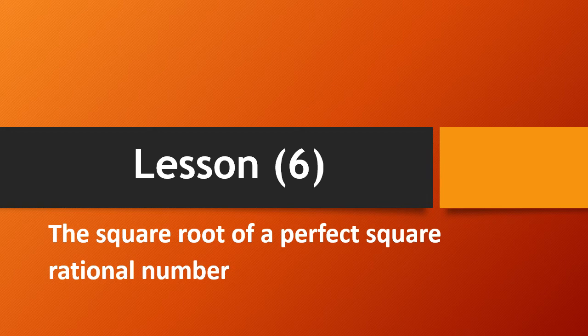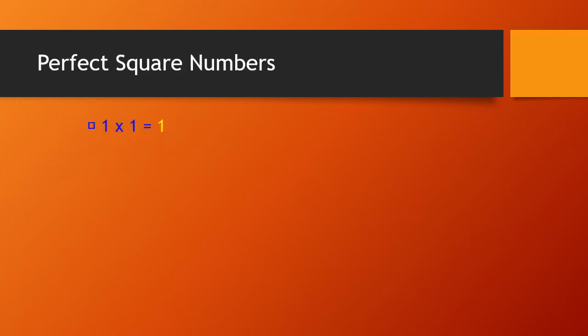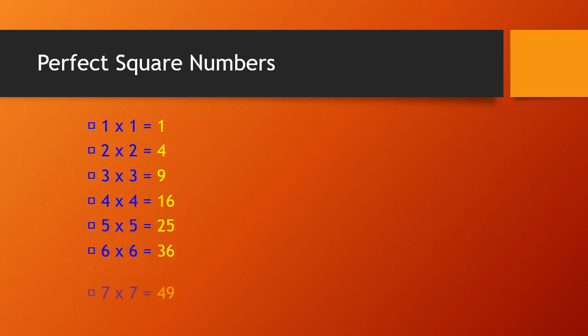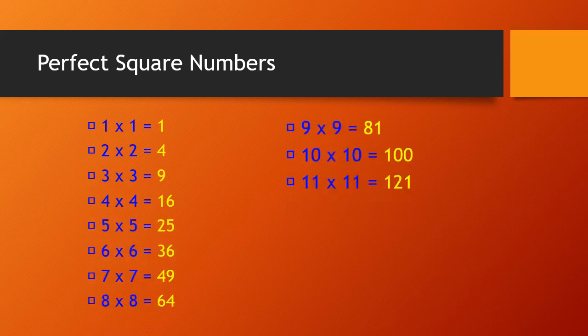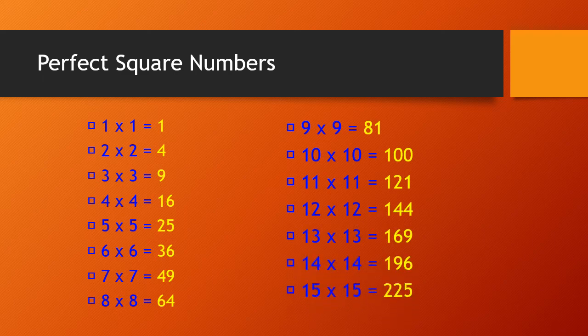Lesson 6. The square root of a perfect square rational number. Perfect square numbers, like these numbers: 1 by 1 equals 1, 2 by 2 equals 4, and so on. So the yellow numbers are perfect square numbers, like 1, 4, 9, 16, 25, 36, 49, 64, and so on.